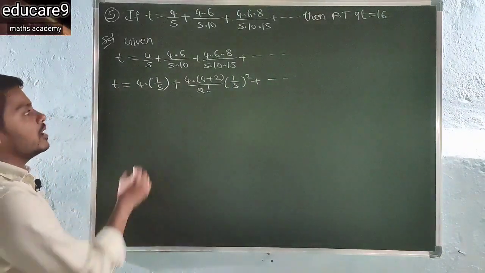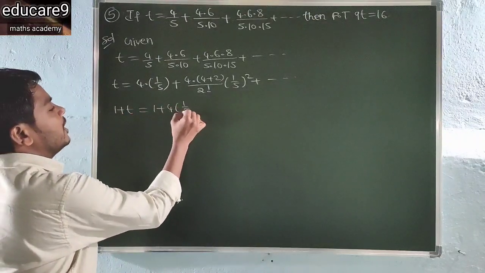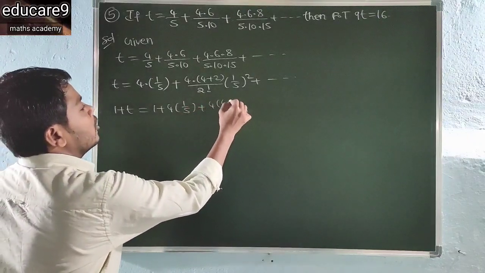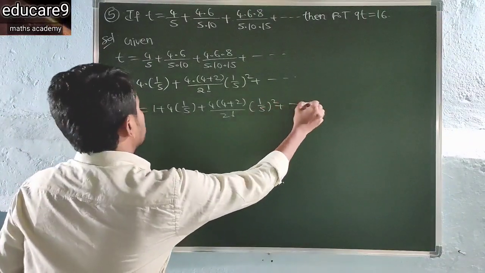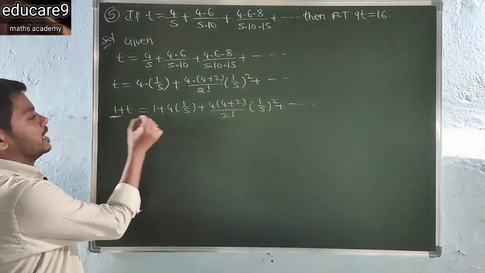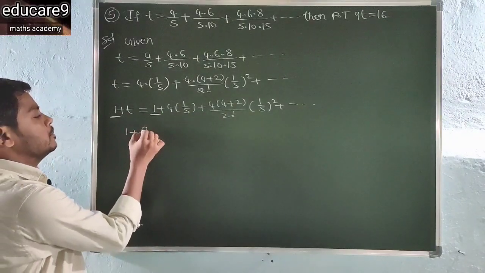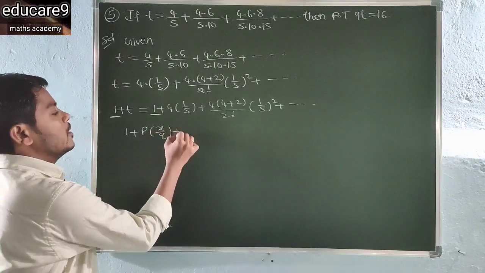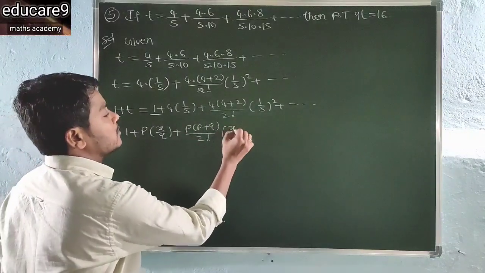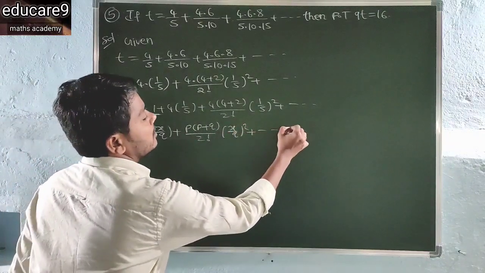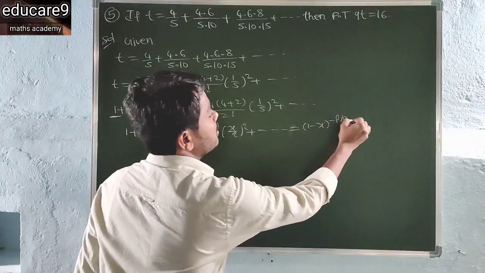So clearly add 1 on both sides, what you get? 1 + t is equal to 1 + 4 into 1/5 + 4 into (4 + 2)/2 factorial into (1/5) whole square and so on. Now clearly it is in the form of 1 + p into (x/q) + p into (p + q)/2 factorial into (x/q) whole square and so on. So clearly this is equal to what? (1 − x) whole to the power of minus p/q.